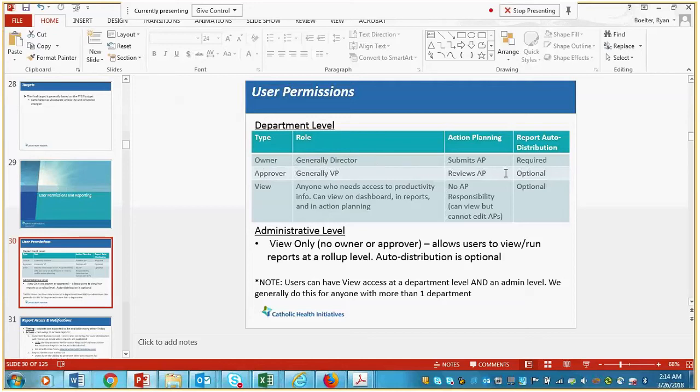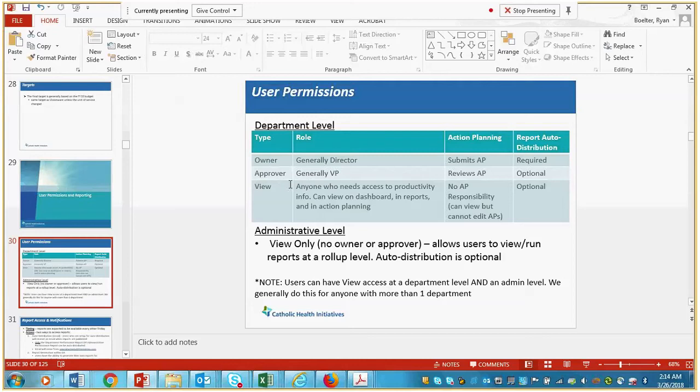They do not have to receive, they're not required to receive a department level report via email. They can or they cannot. It's up to them. Generally, most approvers are going to have multiple departments in their view, so they would typically receive a roll-up type of report. But if they wanted to receive a department level report, they can. If you're not an owner, you're not an approver, but you need to see information for a department, then you would be given view access.